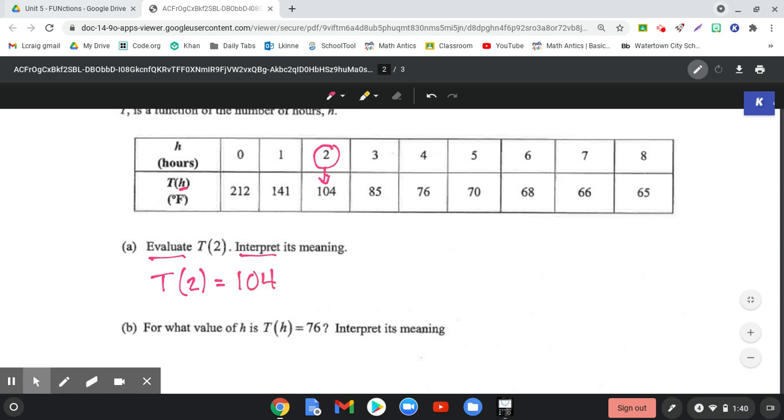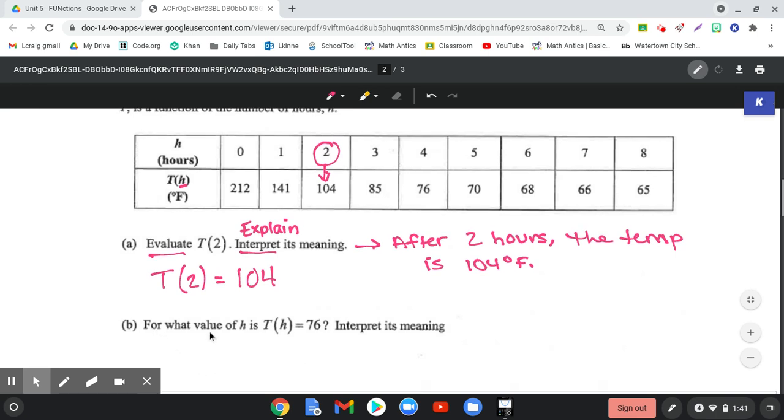104. Now when it says interpret the meaning, explain what it means using words from the problem. So what does this mean in terms of that water? After 2 hours, the temperature of the water is 104 degrees Fahrenheit. So that's what we're gonna write. After 2 hours, the temperature is 104 degrees Fahrenheit. That's it.